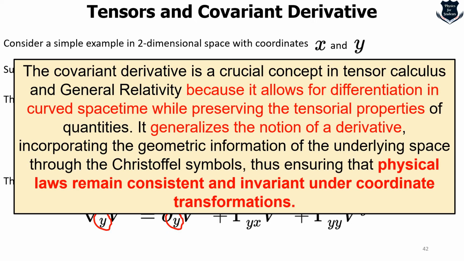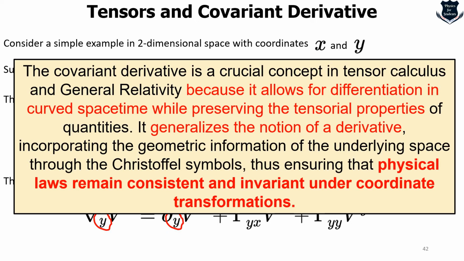Again, wrong English, I should say tensor-like properties, and it generalizes the notion of derivative, because the ordinary derivative won't work in a curved space-time. So ultimately, the bottom line, what Einstein told, we are sticking to that: the physical laws remain consistent and invariant under coordinate transformation.